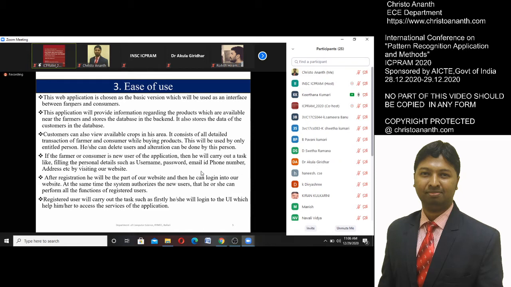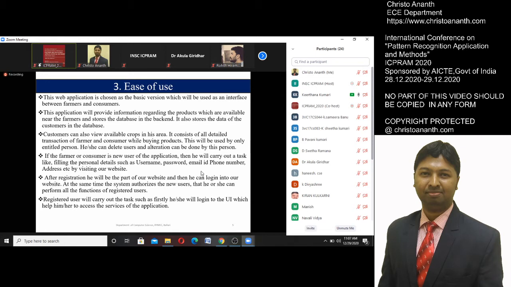Our web application is chosen as a basic version. It will provide an interface between the farmers and consumers. When the whole world was facing the COVID lockdown, where did we rush first? Of course, the grocery shop. And who provides the raw materials of the groceries? Obviously, the farmer. It is so difficult to imagine our life without the farmer. He provides us with the most basic needs.